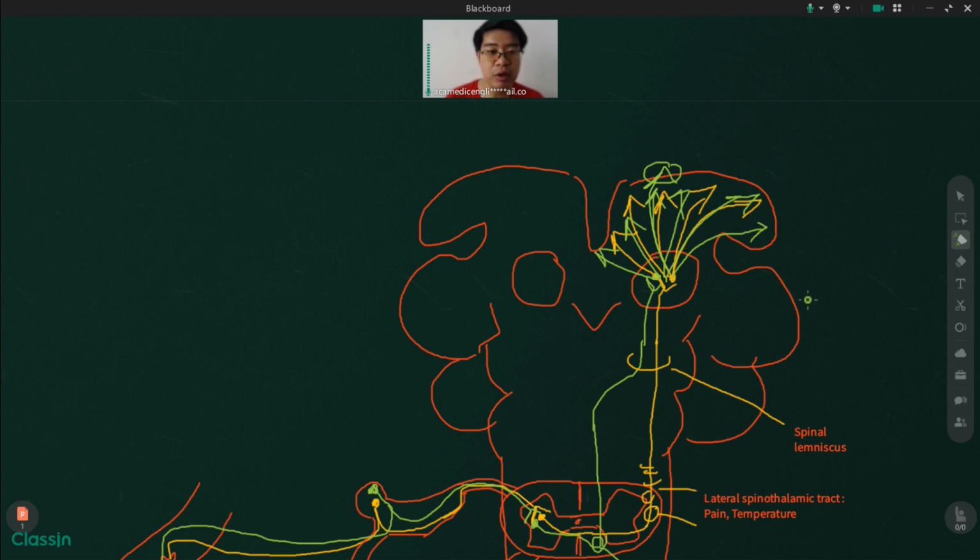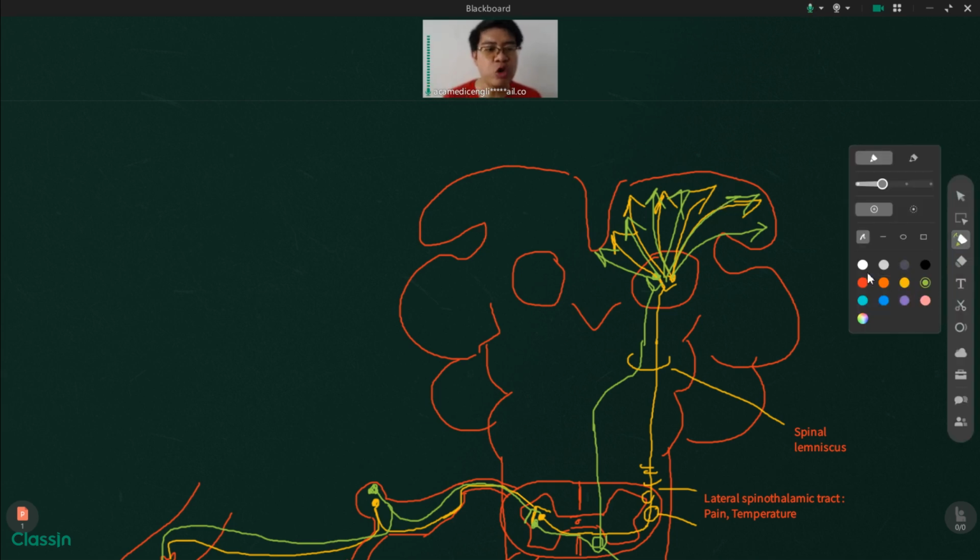Oh wait, sorry. If your head is stimulated, then it will go somewhere like here. If your legs are stimulated, it will go somewhere like here actually. So it really depends on where in your body you get stimulated. It will go to a different part of the somatosensory cortex.